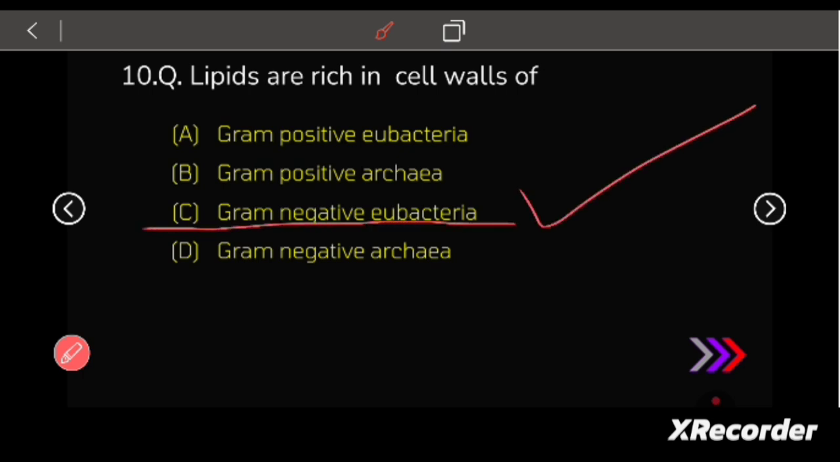Gram-negative Eubacteria contain very high amount of lipids in their cell walls. In gram-positive eubacterial cell walls, lipid content is very less. Answer is C.